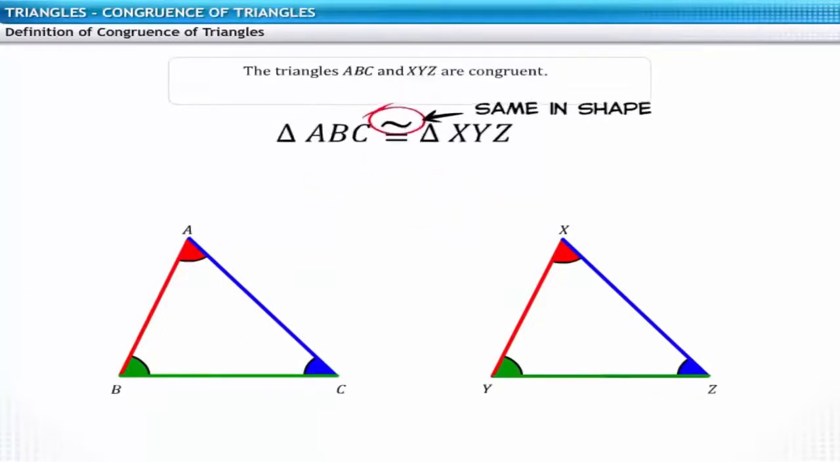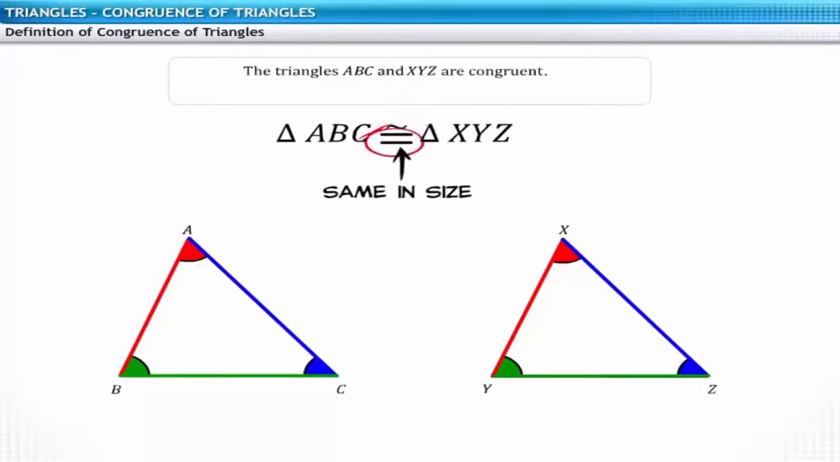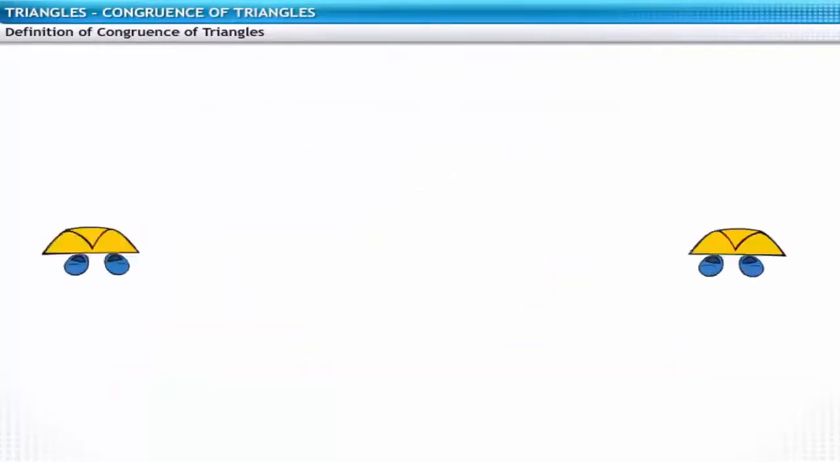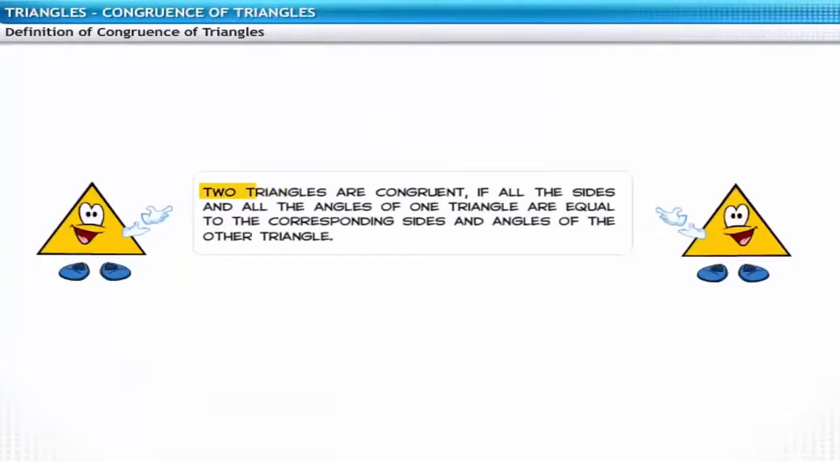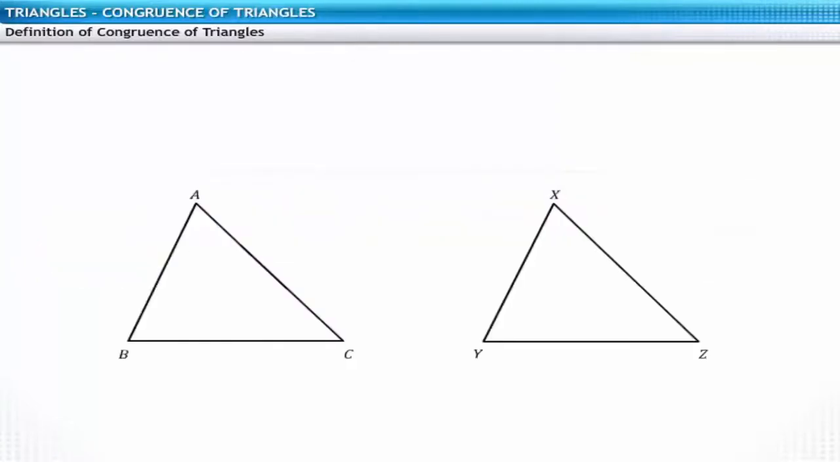Here, the tilde symbol represents that the triangles are the same in shape, and the equal symbol represents that the triangles are equal in size. In general, two triangles are congruent if all the sides and all the angles of one triangle are equal to the corresponding sides and angles of the other triangle. Here, triangle ABC is congruent to triangle XYZ.